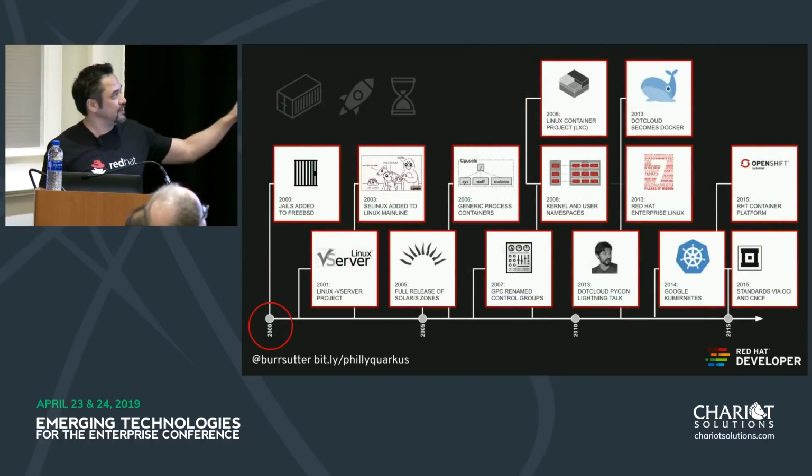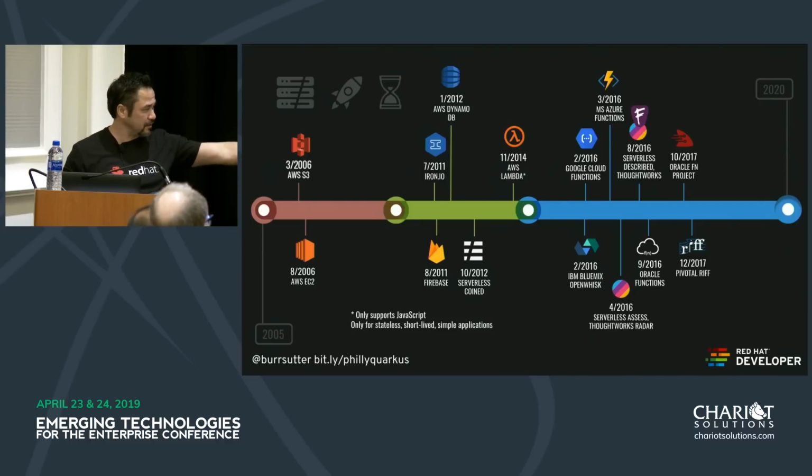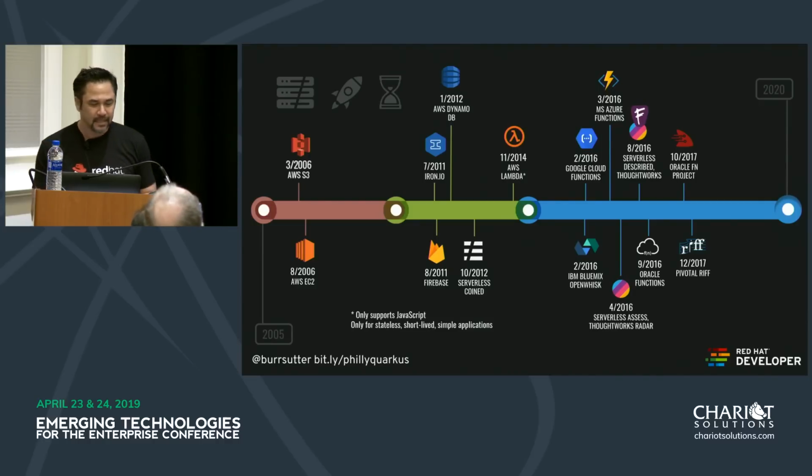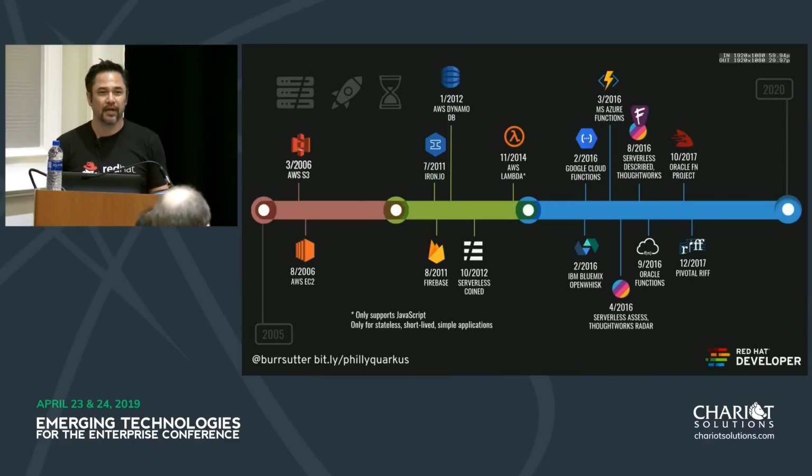All right, this is the history of Linux containers. By the way, the link to the slide deck is down here at bit.ly Philly Quarkus if you need it. And this is actually a history of serverless architecture. So we've been thinking about serverless since 2011, 2012, back when Iron.io and Firebase were out there, basically database in the sky, message broker in the sky. And of course, Amazon Lambda was born in 2014. But now everybody's doing some form of serverless in this world. And the one we're basically working with right now is Knative on top of Kubernetes, which gives you serverless behaviors on top of Kubernetes.